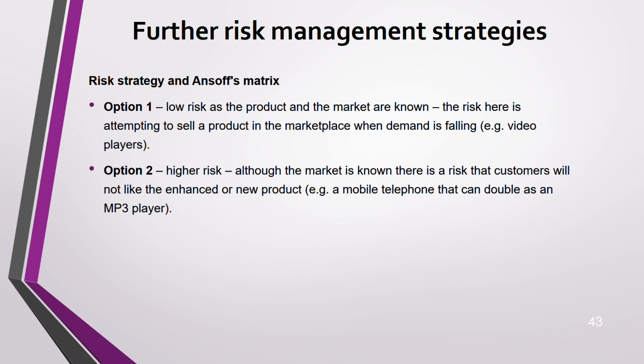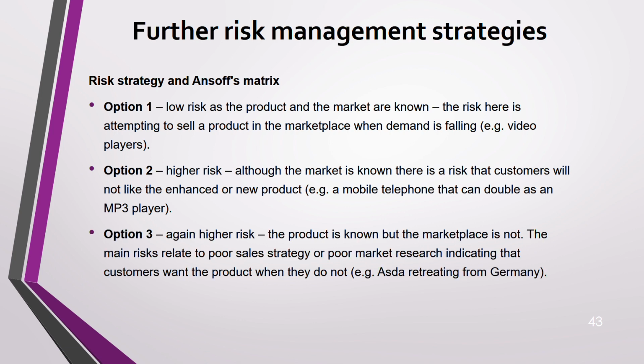Option 2 is higher risk than option 1. It is product development. You know the market, but the risk is whether customers will accept your product or not. Example, a mobile phone that can double as an MP3 player. Option 3, market development. It's even riskier than product development because you know the product but you don't know the market. You are trying to replicate the same product in a different marketplace with the same strategy, which might lead to failure. One example is in Germany, ASDA. What is ASDA? It's a food company, online food business.